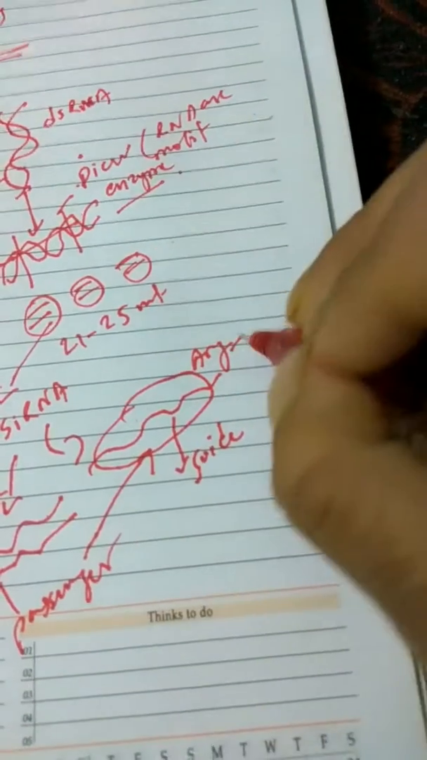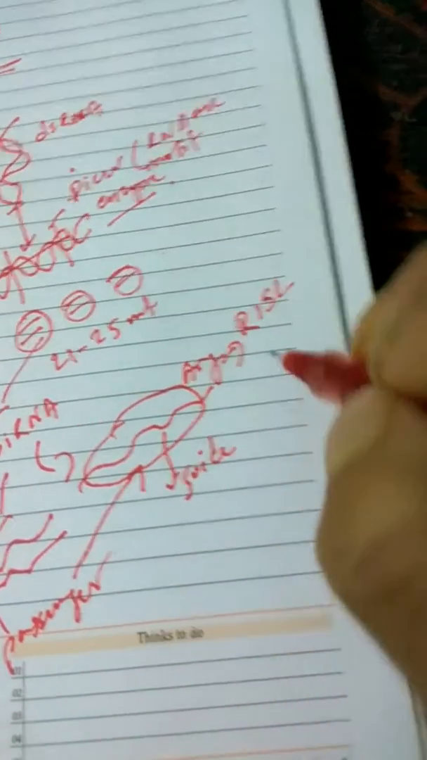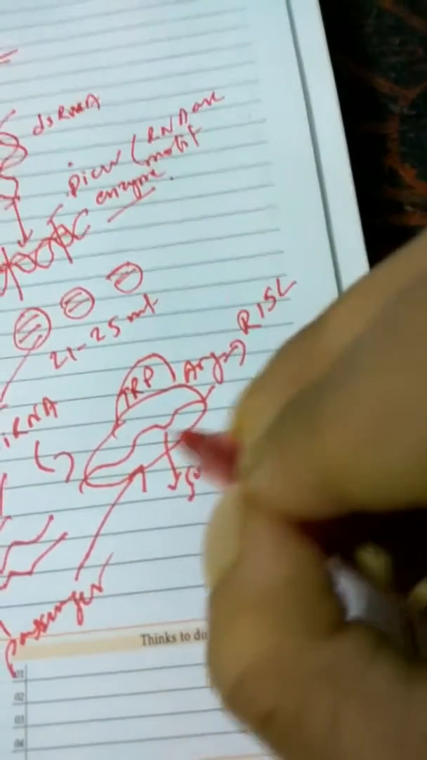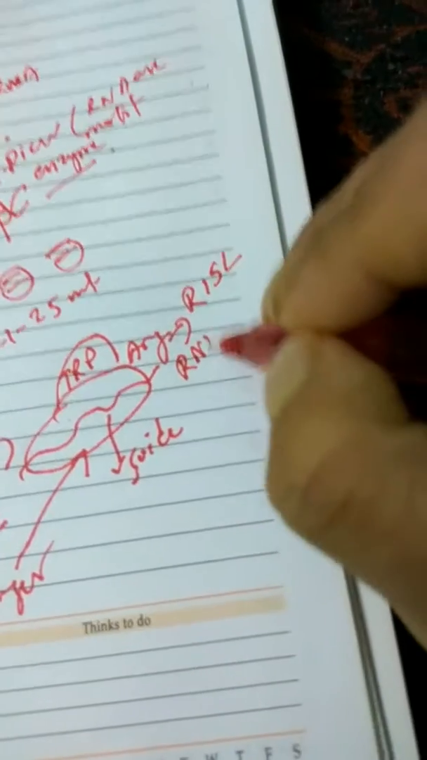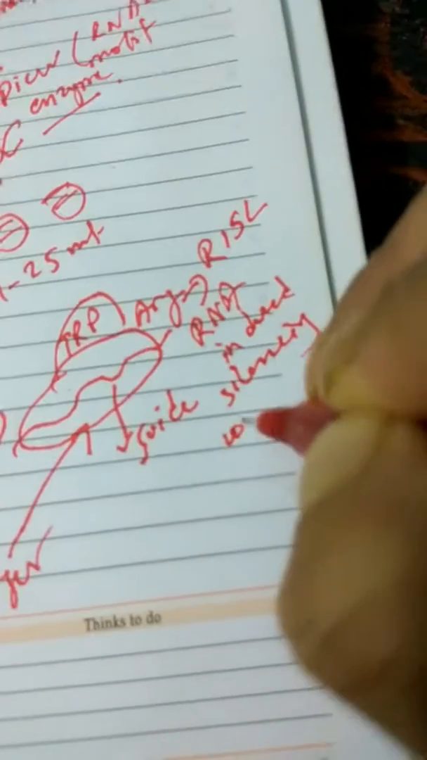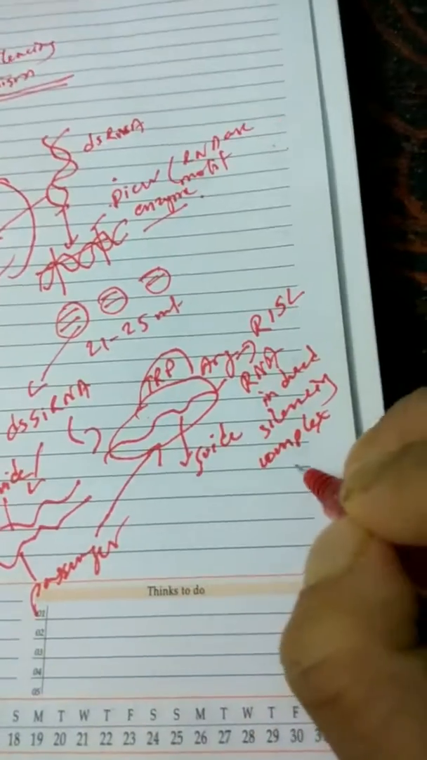Now it forms a complex containing the Argonaute protein incorporated with the guide strand, and there's another protein called TRBP. This whole thing together is called the RISC complex. RISC means RNA-induced silencing complex. Now, we know our target is this single-stranded mRNA.